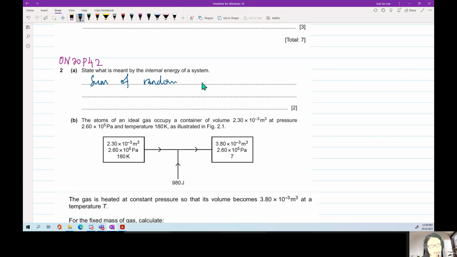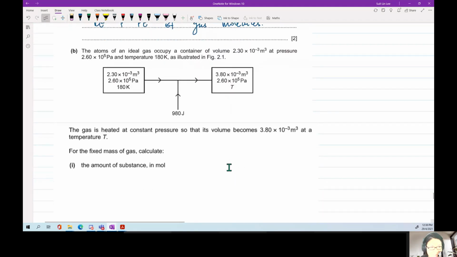Sum of random distribution of kinetic energy and potential energy of gas molecules. I will write better if it's the exact. Okay. The atoms of an ideal gas occupy a container. There's energy here. Have to use this one already. Delta U is Q plus W. All right. So we have the initial state and we have the final state.